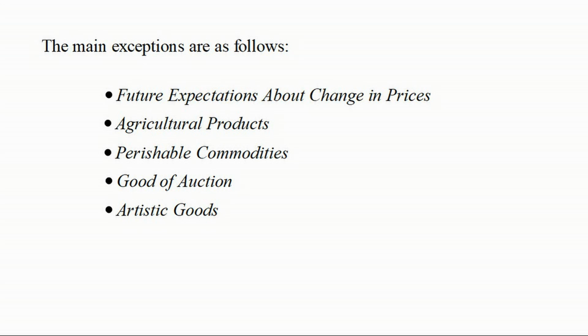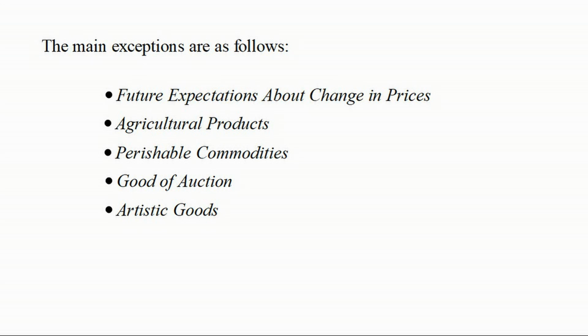The main exceptions are as follows. In this situation, the law of supply does not operate. The first one, future expectation about change in price. Law of supply will not apply if there is an expectation about change in price of a commodity in the near future. Firms, for example, with an increase in price of a commodity, will not be willing to supply larger quantities of a commodity with an increase in price of the commodity.